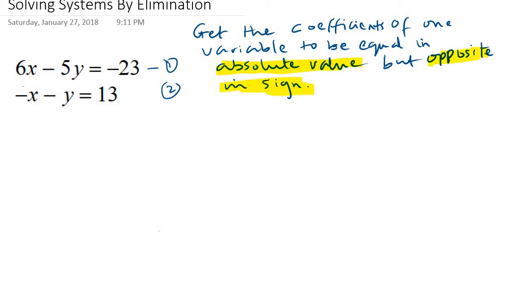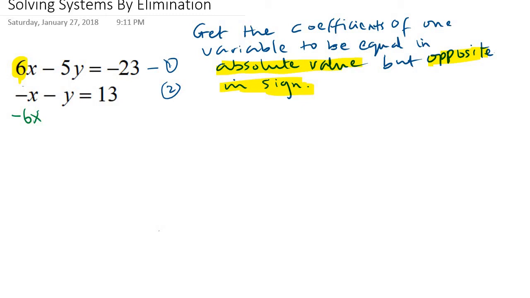So right now, if I want to eliminate one of the variables from this equation, I will have to get this coefficient, this 6, to be equal. I have to get the coefficient of the other x to be exactly 6, but opposite in sign. So that means I would like to get this variable coefficient to be negative 6x. That is what I'm trying to explain here with this sentence.